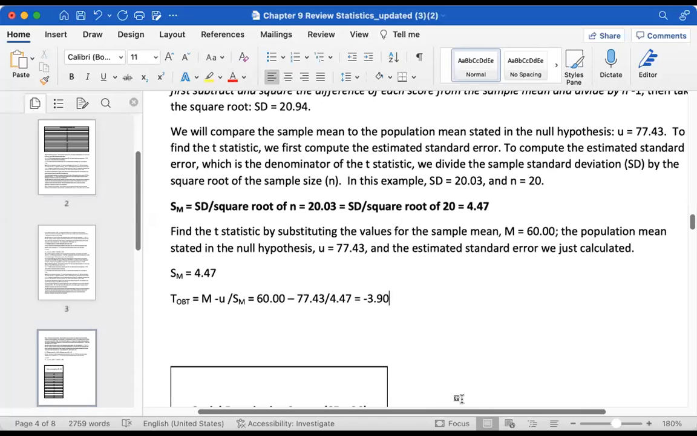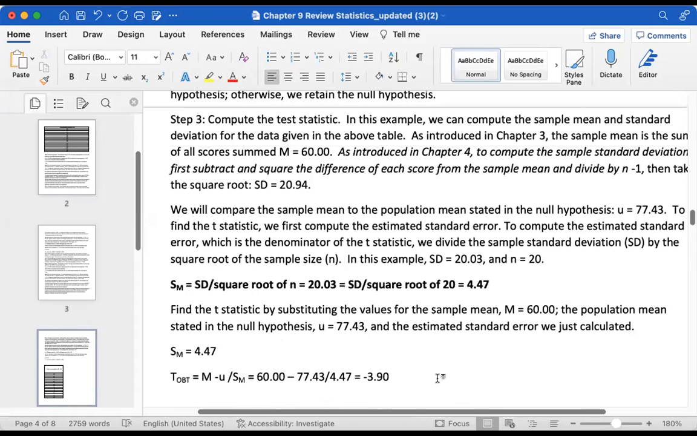So what do we do with the hypothesis now? Step 4 is we reject or retain. So remember what our t value was?